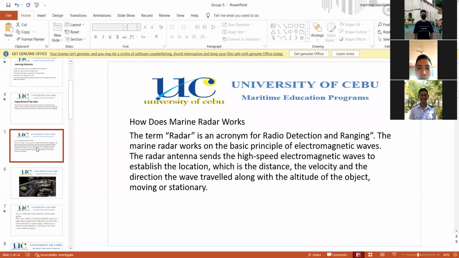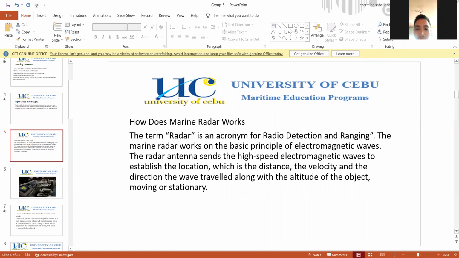So how does marine radar work? The term radar is an acronym for radio detection and ranging. The marine radar works on the basic principle of electromagnetic waves. The radar antenna sends high-speed electromagnetic waves to establish the location, the velocity and the direction of the wave traveled, along with the altitude of the object, moving or stationary. So radar works by transmitting radio waves or radio signals toward a certain vessel.